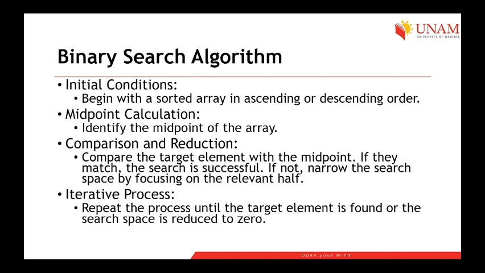So with the binary search algorithm, the initial condition is that you must have an array that is sorted either in ascending or descending order. You need to be able to identify the midpoint in the array, and you compare the target element to the midpoint. If they match, you have found what you are looking for, and therefore the search is successful. If they do not match, you look at the relevant search range that contains your element, depending on whether it's smaller than the middle element or greater than the middle element.